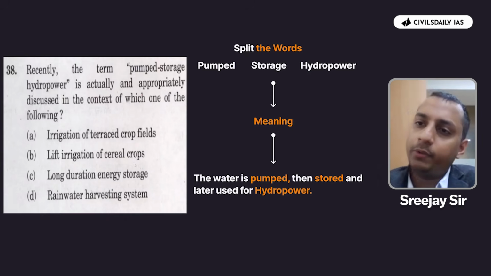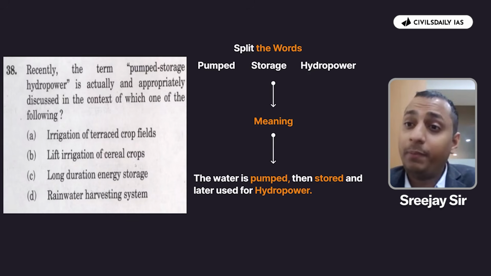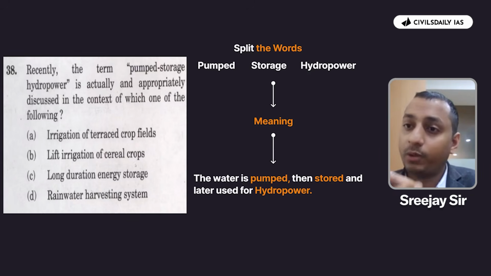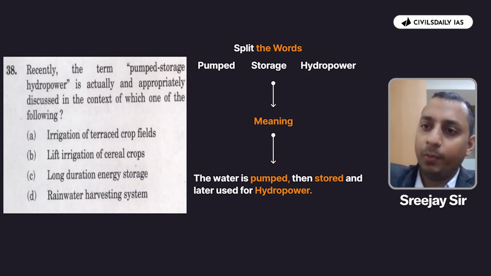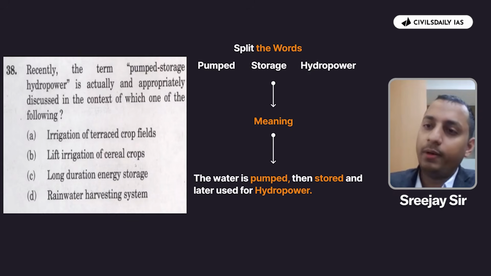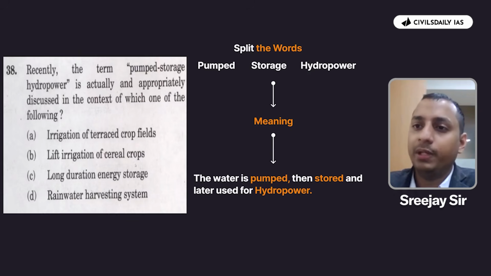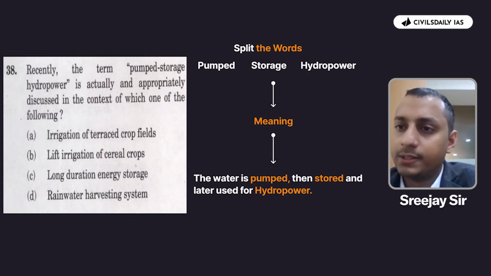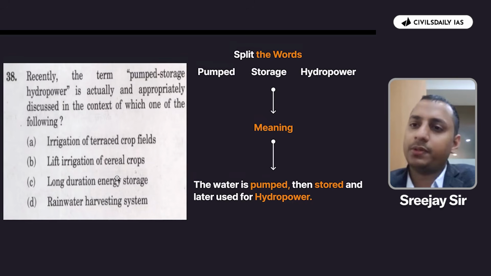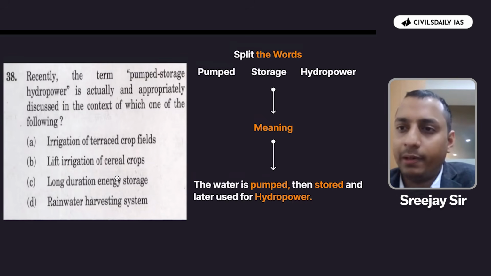Then you try to form a meaning in your mind. What would pumped, storage, hydropower be? You're pumping water, you're storing it somewhere, and the water you have stored, you will be using for a later purpose. Pumped storage hydropower means you're pumping the water somewhere, storing it, and the stored water will be used for hydropower later. So what will be the answer here? C. All of you know the same, right? Long duration energy storage means you're storing water for a long time, which will be used for energy later. So long duration will be the answer.